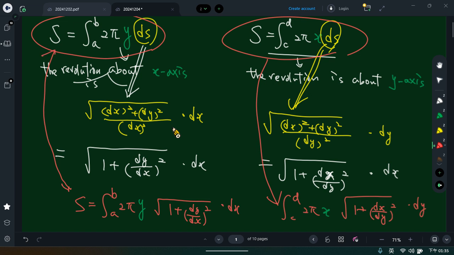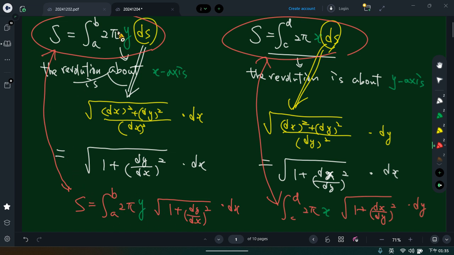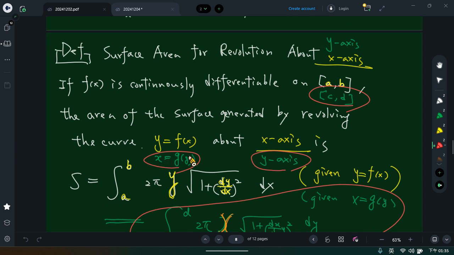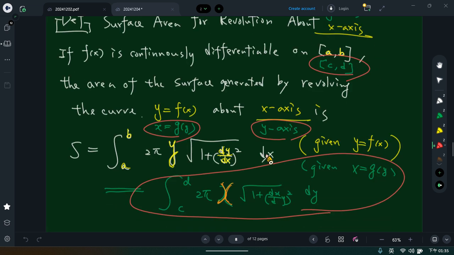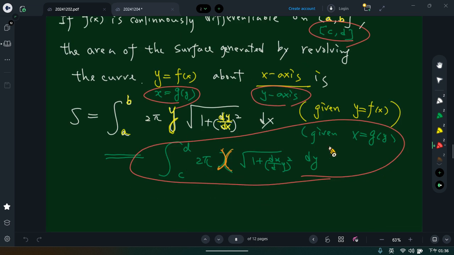So that's why, if we can convert from here to here, that means we can also convert this one back to here. You can also have a comparison with what I showed you last time. Did you still remember? If you want to calculate the surface area for revolution about x-axis, I asked you to memorize that the surface area is the integral from a to b of 2 pi y times the square root of 1 plus dy over dx squared, with respect to x, right? Likewise, if it's about the y-axis, the answer would be this one. So last time I asked you to memorize these two formulas, right?